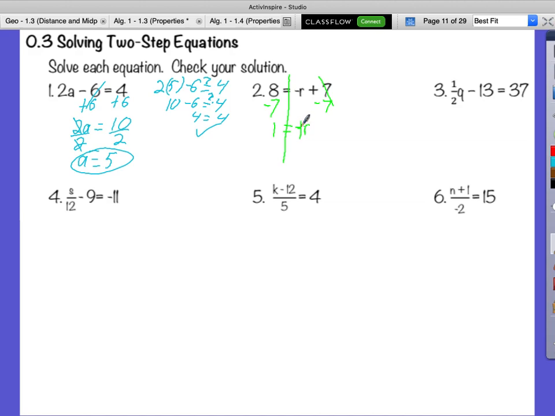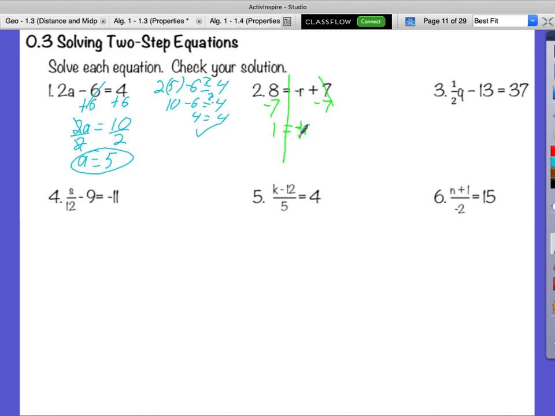So if you don't see anything in front of a variable, there's secretly a 1 there, like this n. What number is secretly in front of this n? 1. In front of the k? 1. In front of the s? 1. In front of this r? In this case, it's just a negative 1.